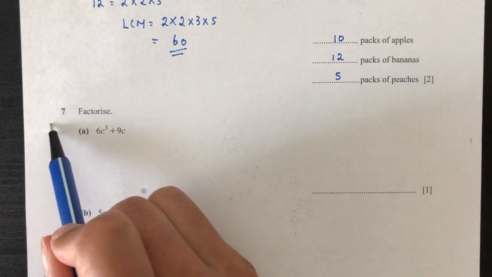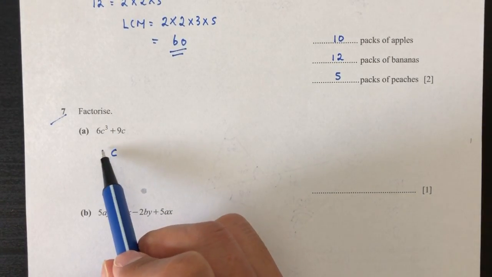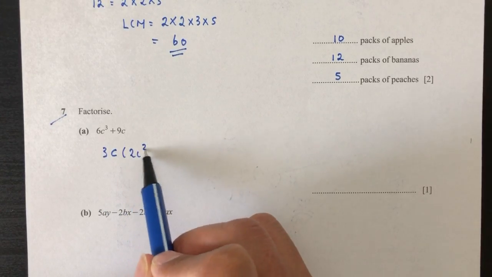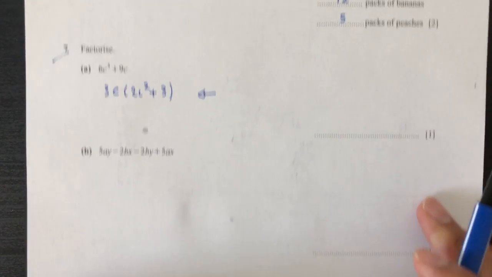Now 7, factorize this one. We can take out c and we can take out 3. 2c squared plus 3 remains. This will be your answer.